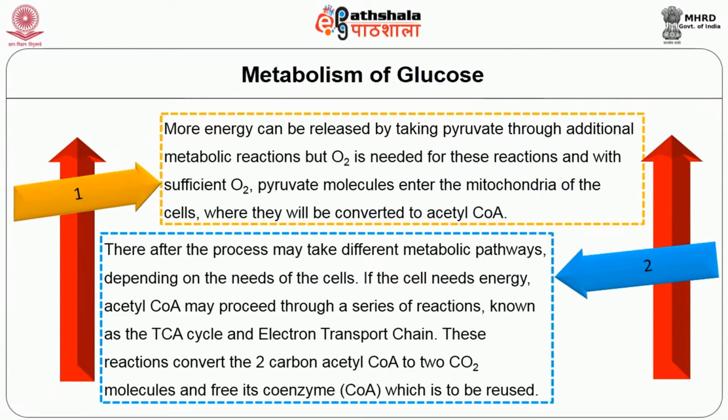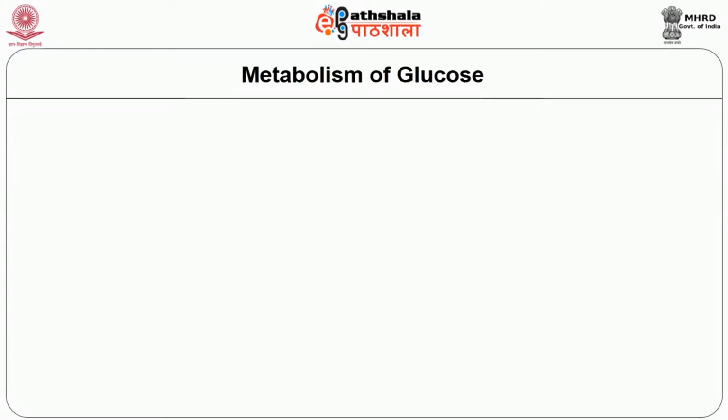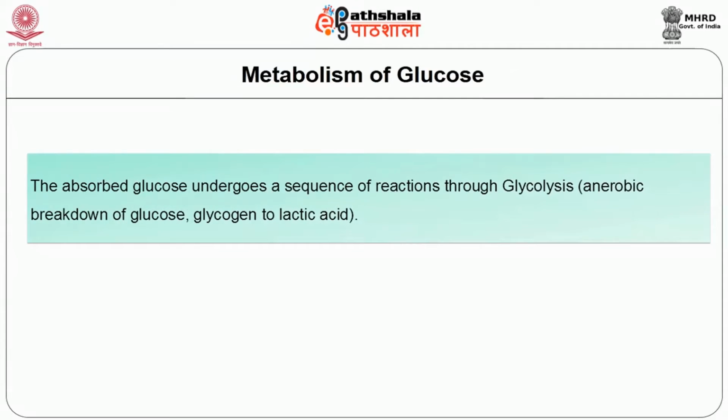Thereafter, the process may take different metabolic pathways depending on the needs of the cell. If the cell needs energy, acetyl-CoA may proceed through a series of reactions known as the TCA cycle and electron transport chain. These reactions convert the 2-carbon acetyl-CoA to 2 carbon dioxide molecules and free its coenzyme, which is to be reused.